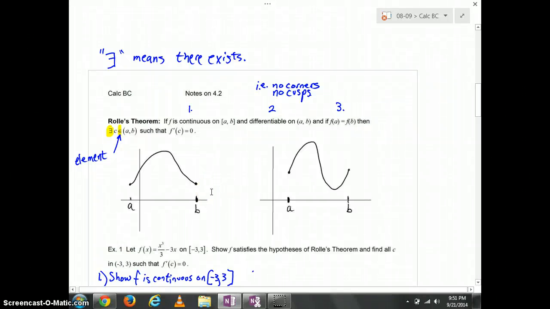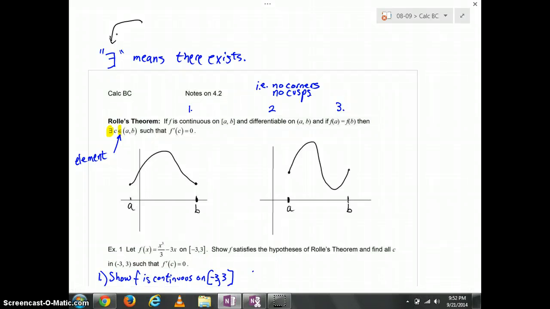Okay, for today we're going to get into lesson 4.2 in BC Calculus. We're going to be talking about two very important theorems, Rolle's theorem and the mean value theorem. And look here at the top of the screen, this symbol, the backwards E, you'll see that come up from time to time. It means there exists. Mathematicians use that symbol occasionally.